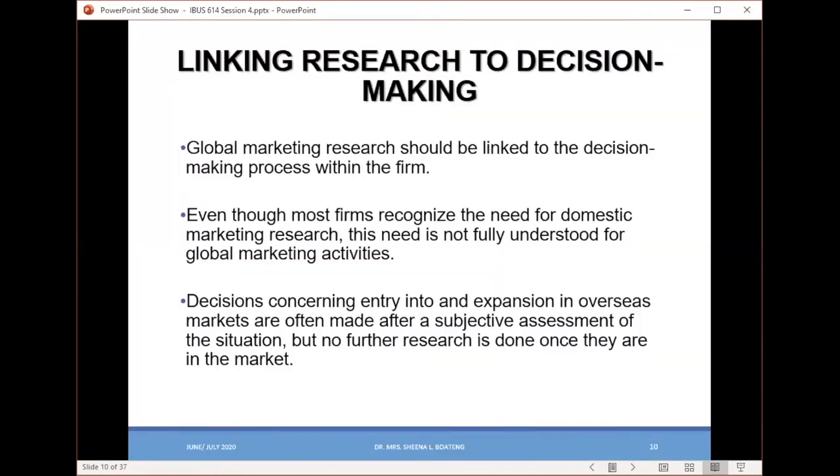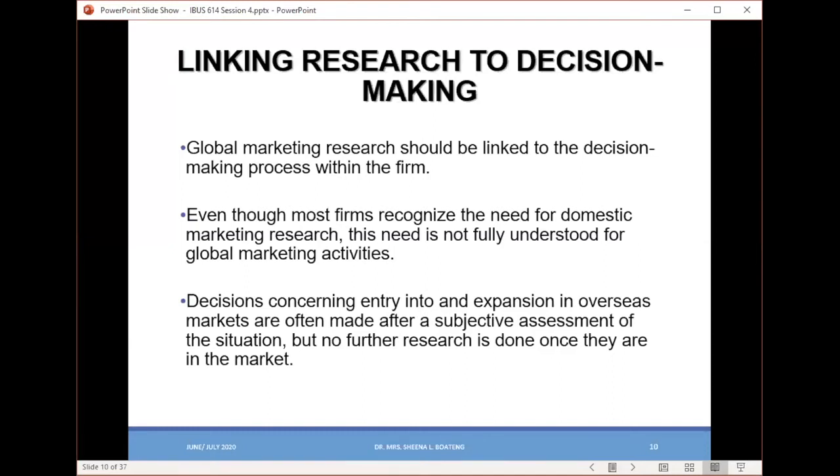In linking research to decision making, we are saying that all the global marketing research that we do should, in one way or another, inform the decisions we take regarding our global marketing strategy. A lot of firms are very eager to conduct marketing research in their domestic markets because they know its relevance when marketing to the domestic populace. However, when it comes to global marketing activities, some firms have still not fully understood the gravity of marketing research in that arena.